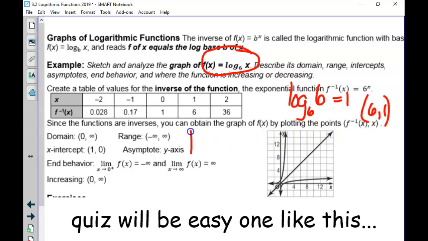Some other easy ones aren't so easy for us to think about, but 1/6 would be what? So we put in a 1/6 and got out a -1. So we could put that on as an ordered pair. That's what this is, 1/6. All right. And the other one is 0.